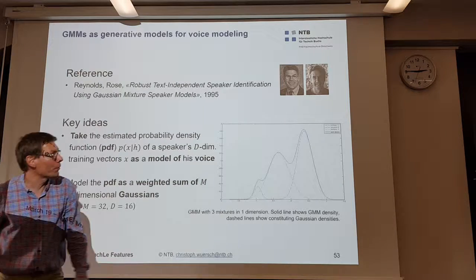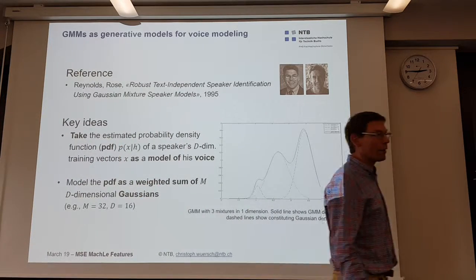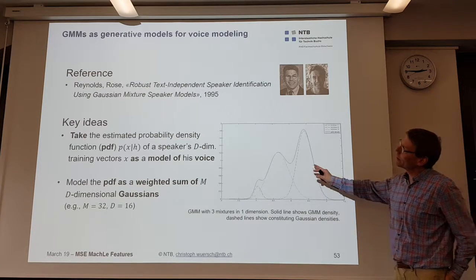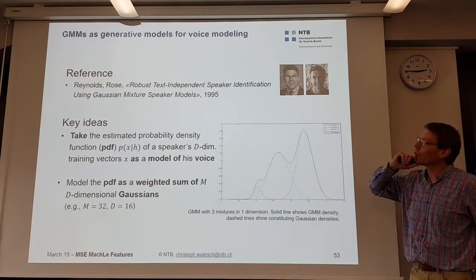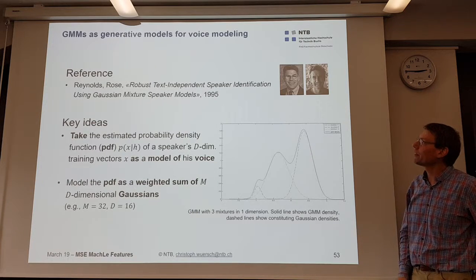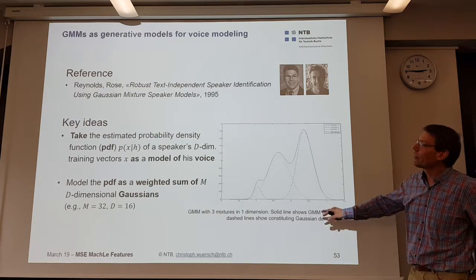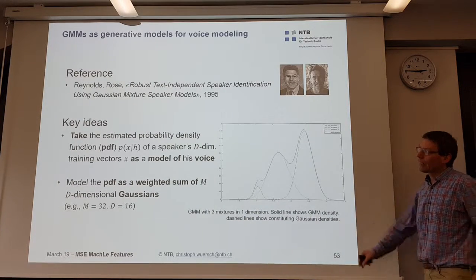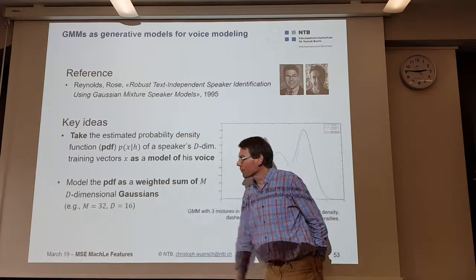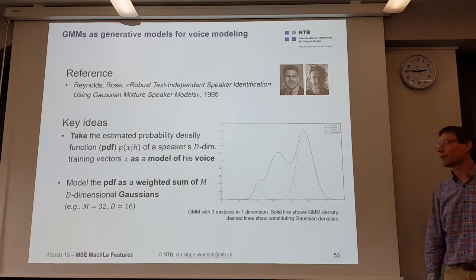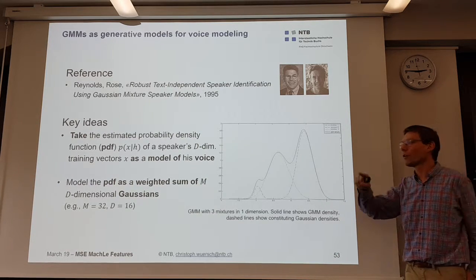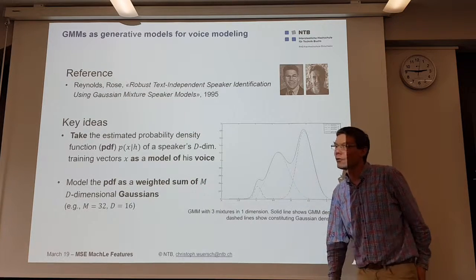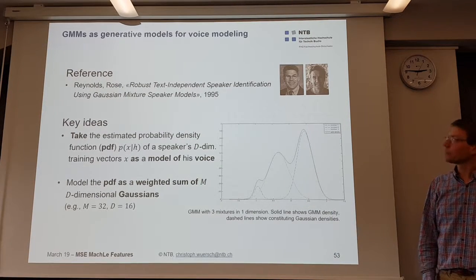This is one example: speaker identification. Who speaks this sound? In this paper, robust text-independent speaker identification is shown by modeling the voice of a person as a probability density function based on several Gaussian distributions. So it's like a Gaussian mixture model to identify a speaker.